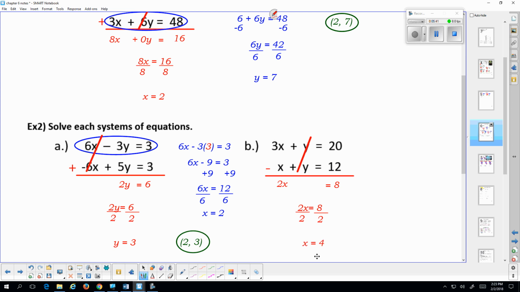And now I've got to solve for y. So I'm going to pick this equation, just because you can pick any one you want. And I'm going to plug in 4 for x. And how do I solve for y? Subtract 4 from both sides, so what's y going to be? 8. And then I have my final answer, which is 4, 8.